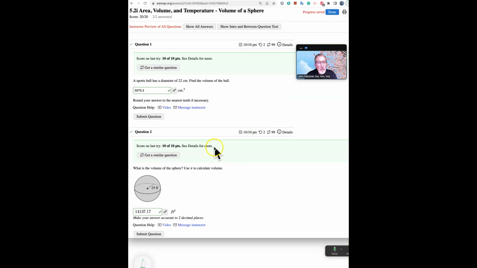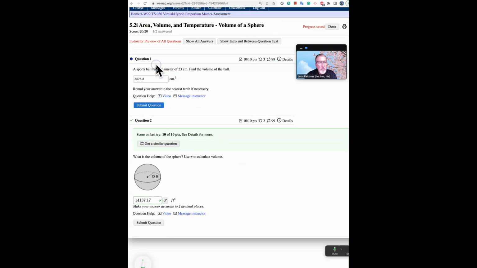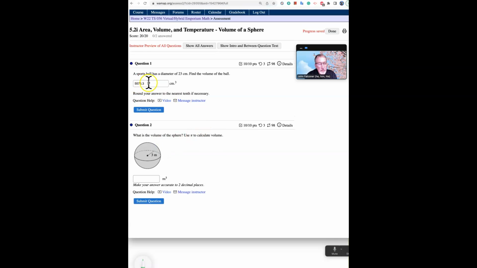Okay. So you guys can try a similar question. Here, I'll pull one up for you. You can give that a try. Well, this has our old answer in there. That's weird. All right, a sports ball has a diameter of 23 centimeters. Find the volume, or what is the volume of a sphere using 3 as the radius. All right, give those a try.